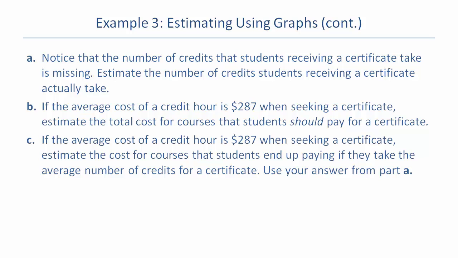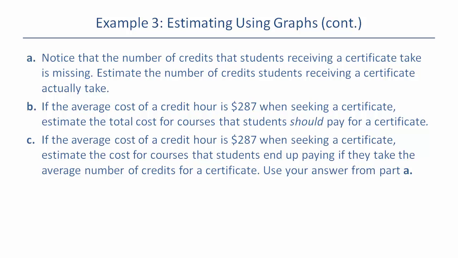Now, if the average cost of a credit hour is $287 when trying to get a certificate, it's a pretty low price per credit, by the way, could we estimate the total cost for courses that students should pay for a certificate, and then estimate the cost for courses that students end up paying if they take the average number of credits for a certificate. So basically, they're poorly worded questions, but part B is saying, all right, if they only took what they needed to take, how much should they pay?